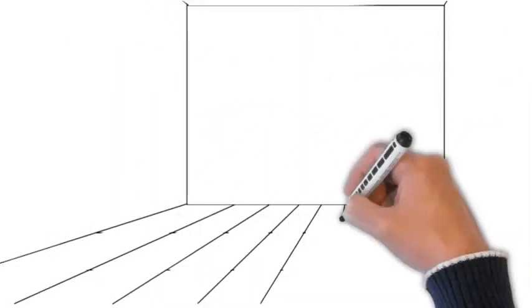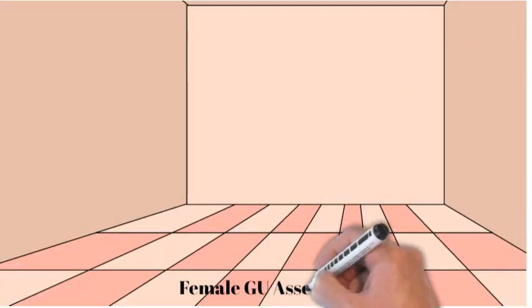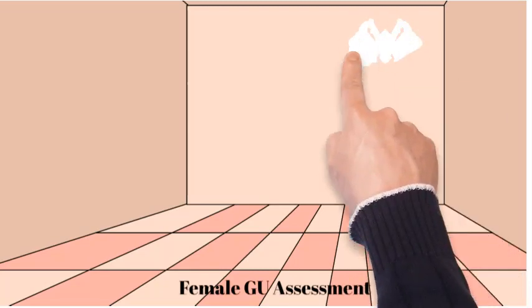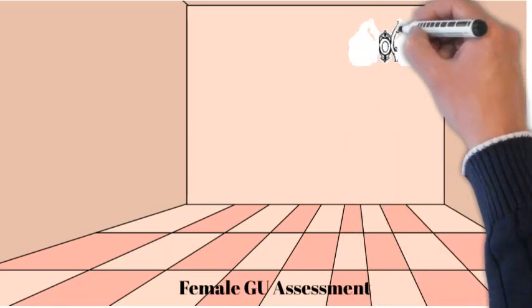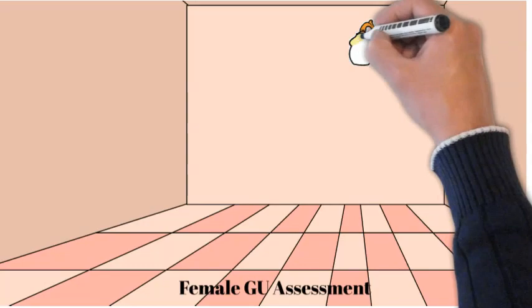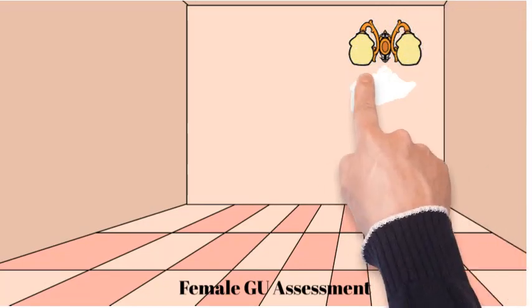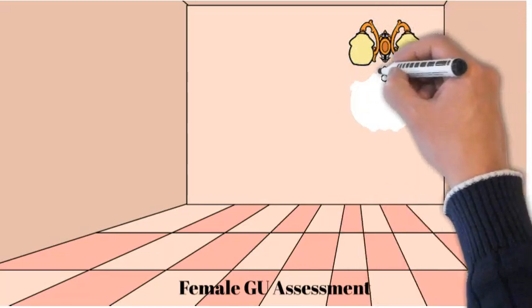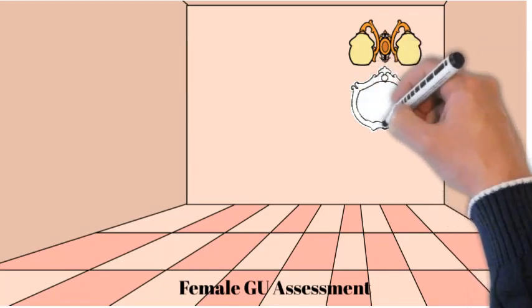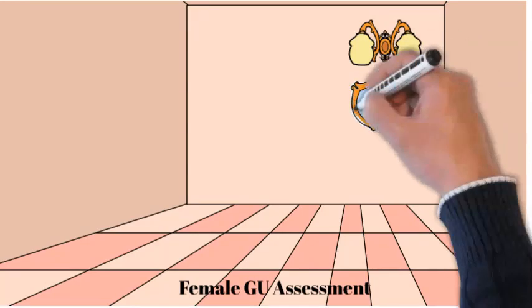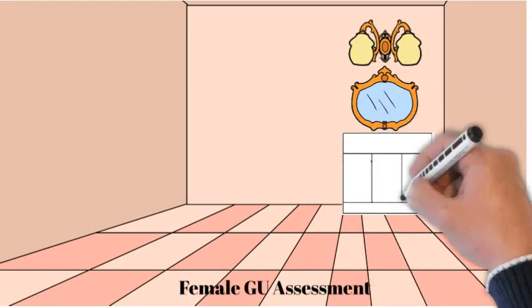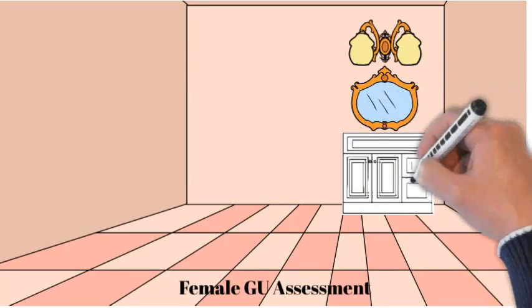Female genitalia assessment. Key terms: vulvitis, vaginitis, cervicitis, pelvic inflammatory disease, endometriosis, uterine prolapse, rectocele, cystocele, cervical cancer, uterine cancer, ovarian cancer. Definition of key terms. Vulvitis, inflammation of the vulva. Vaginitis, inflammation of the vagina. Cervicitis, inflammation of the cervix.